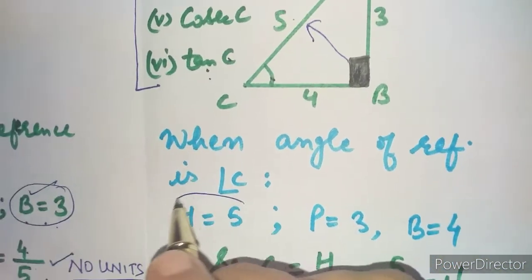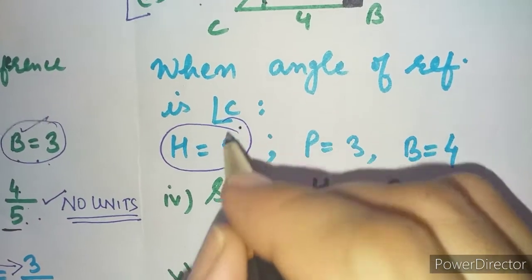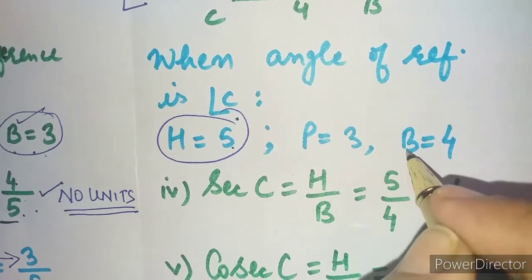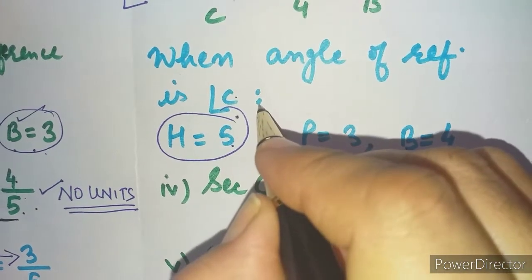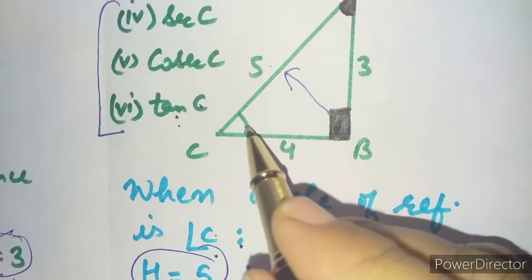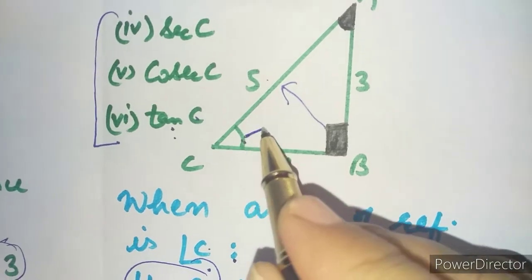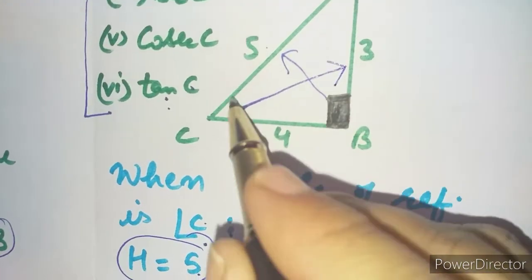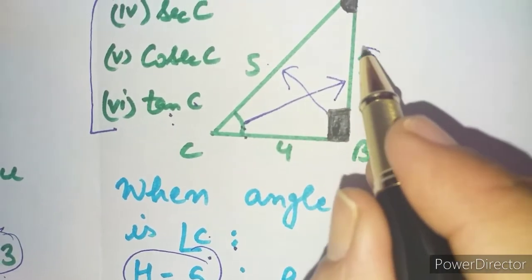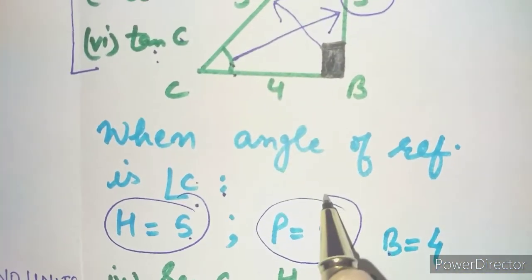So I have written here that hypotenuse is equal to 5 when angle of reference is this. Okay, why is there a need to see them again? Because the angle of reference has changed but the question remains the same, so therefore we have to see. Now where is your perpendicular? Angle C is here. Perpendicular is simply the side in front of angle C, the angle of reference. So our perpendicular now will become 3. I have written perpendicular is equal to 3 here.